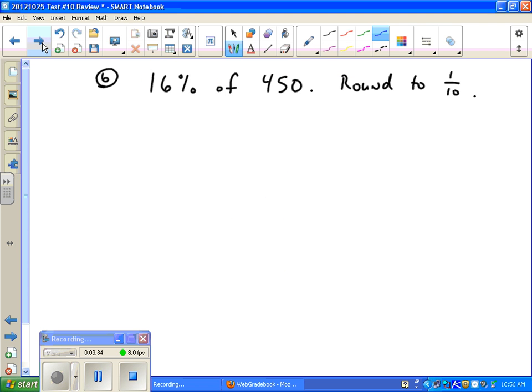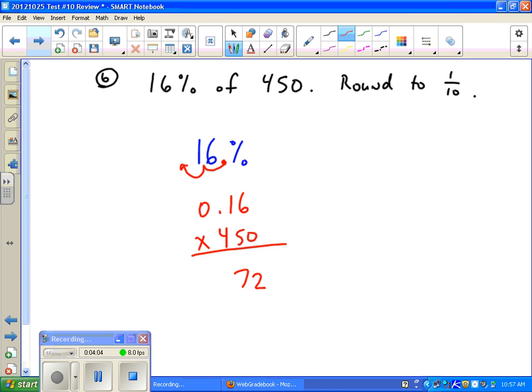Number 6 says 16% of 450, then round to the nearest tenth if necessary. Anytime you're dealing with percentages, it means to multiply, but you can't multiply by 16%. You have to take the fact that the decimal is there, and you have to move it over 2 places. So you're going to be multiplying 0.16 times 450. And when you multiply those two by each other, you get 72. 72 is 16% of 450.